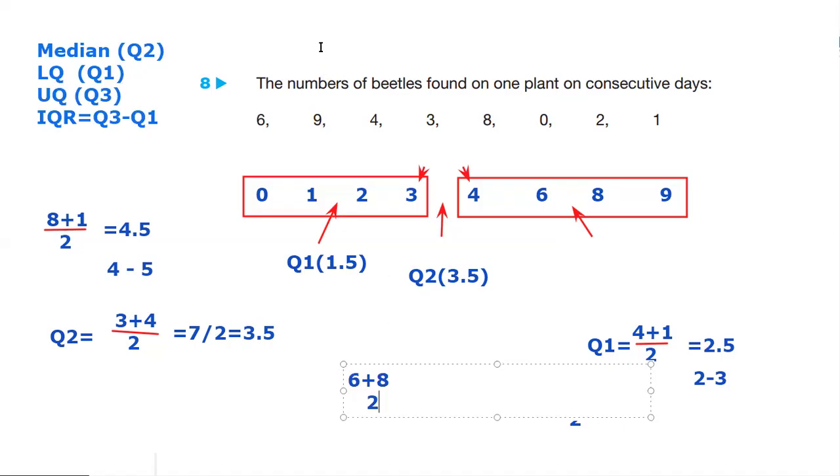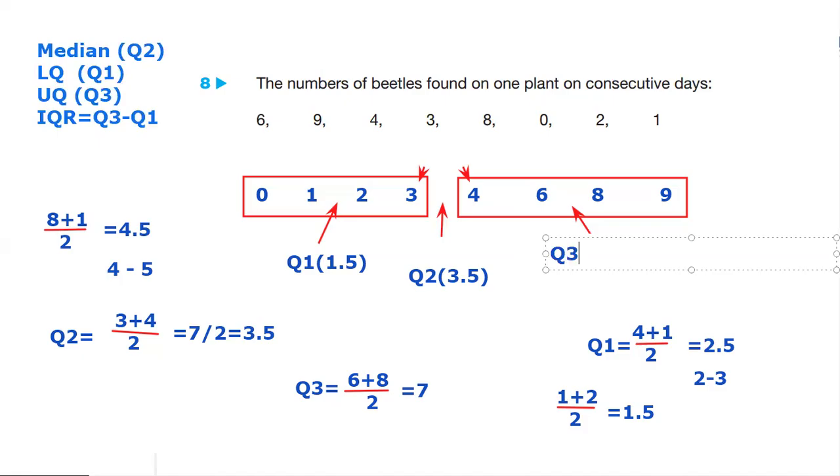6 plus 8 equals what? Very good, 14. And then divide by 2, it will give me 7. So this is the idea of finding the Q3. We added 6 plus 8, divided by 2, and got 7. So the Q3 is 7. So I write it here, Q3 equals, in brackets, 7.